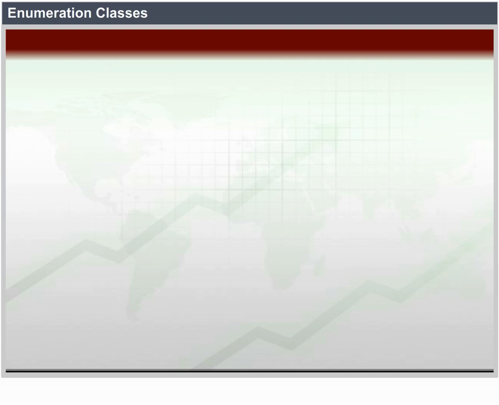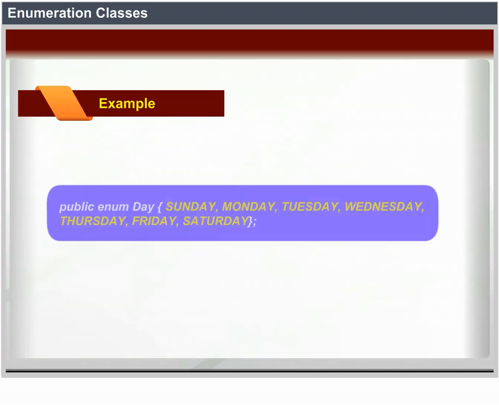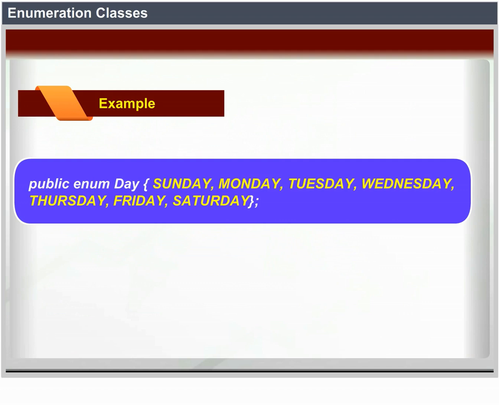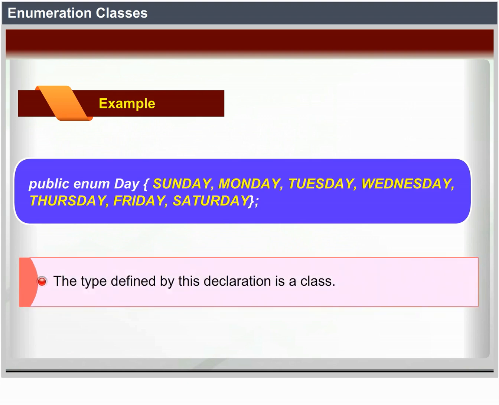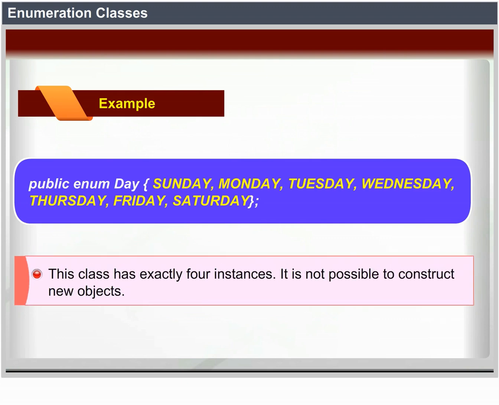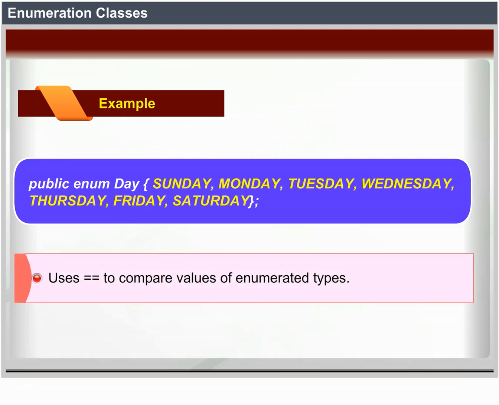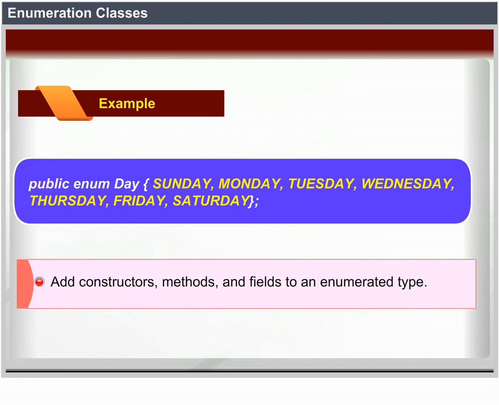Enumeration classes. Example: public enum Day { Sunday, Monday, Tuesday, Wednesday, Thursday, Friday, Saturday }. The type defined by this declaration is a class. This class has exactly 7 instances. It is not possible to construct new objects. Use double equals to compare values of enumerated types. You can add constructors, methods and fields to an enumerated type.